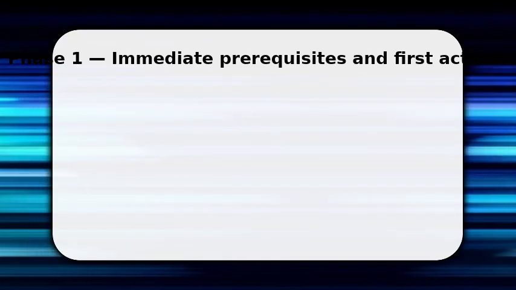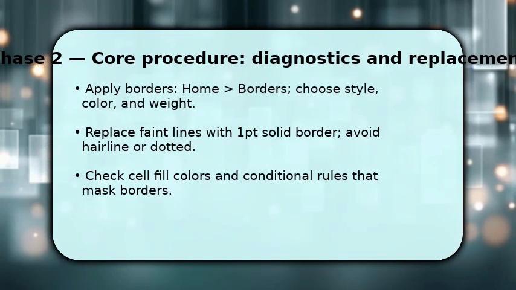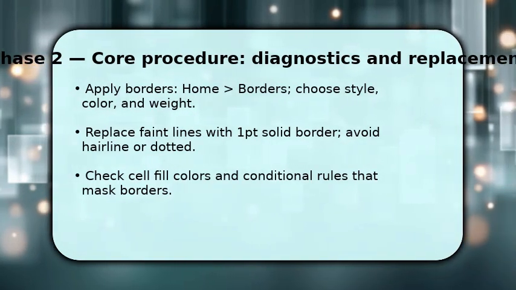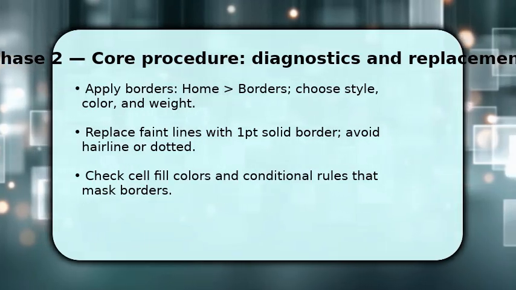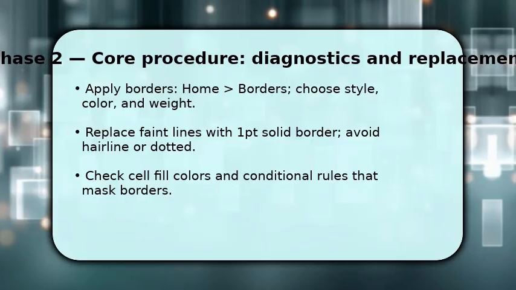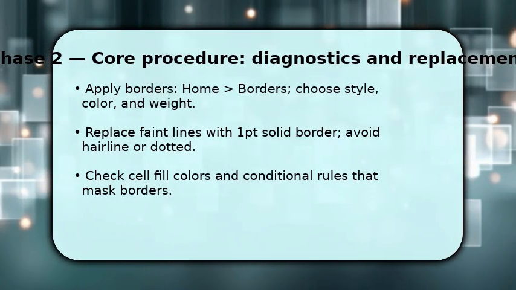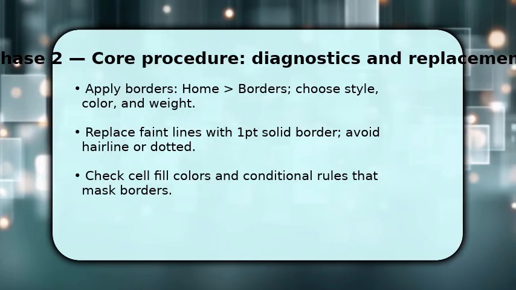You're initiating the fix now, so proceed directly to adjusting line styles and borders. Now you correct appearance by applying explicit borders. This is how you force consistent lines. Select the range, go to Home Borders and pick a 1pt solid style. Lighter weights or dotted styles can disappear on screen or print.